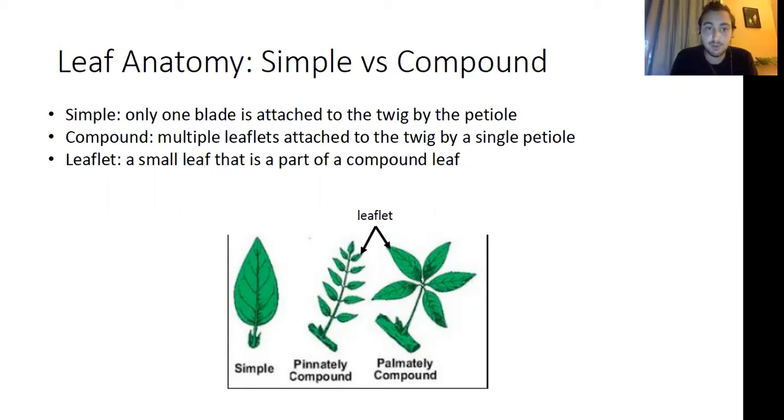So we'll move on from simple versus compound. You can have palmately compound or pinnately compound. Palmately means in the shape of a palm, so the leaflets all stem from one single point in separate directions. Pinnately compound is where it's one single stem and they're branched off, usually opposite from each other along that stem.